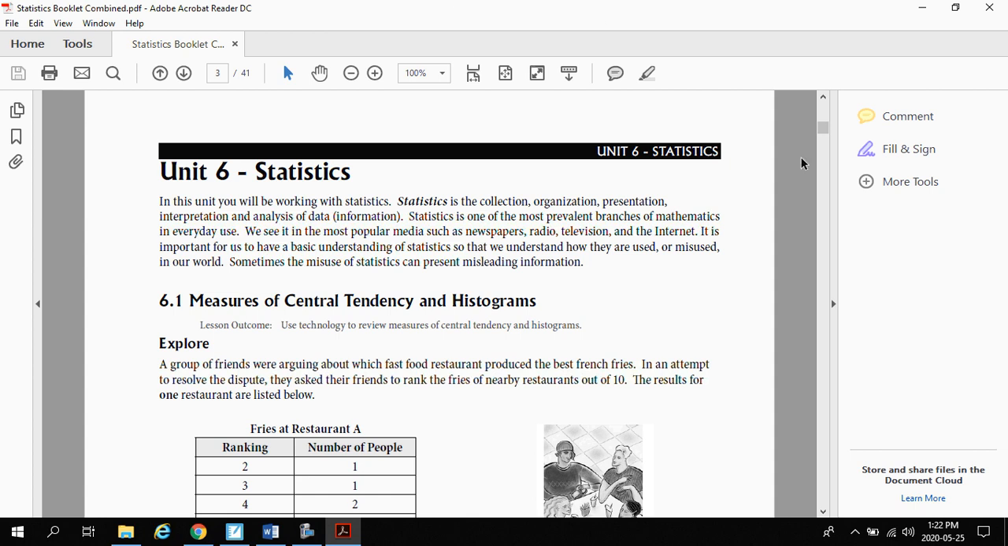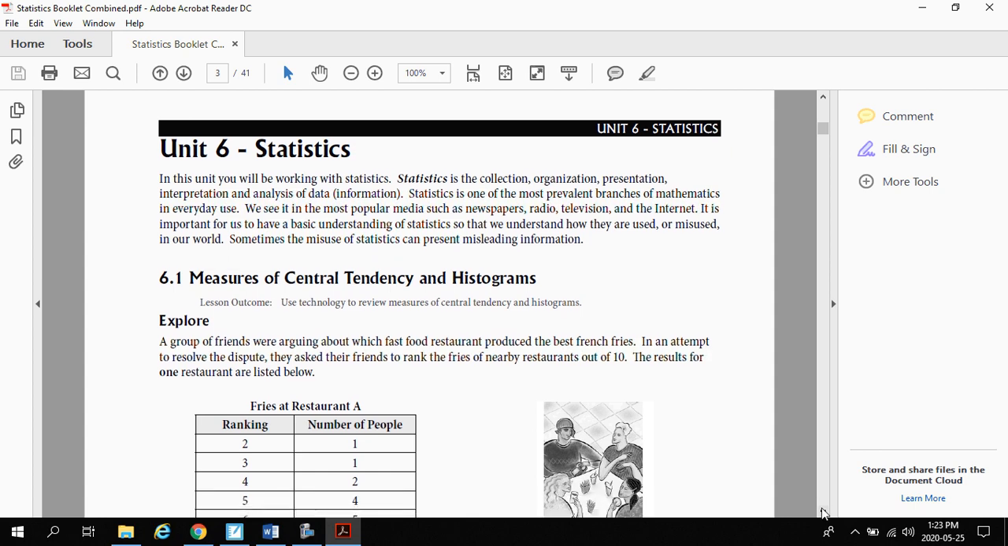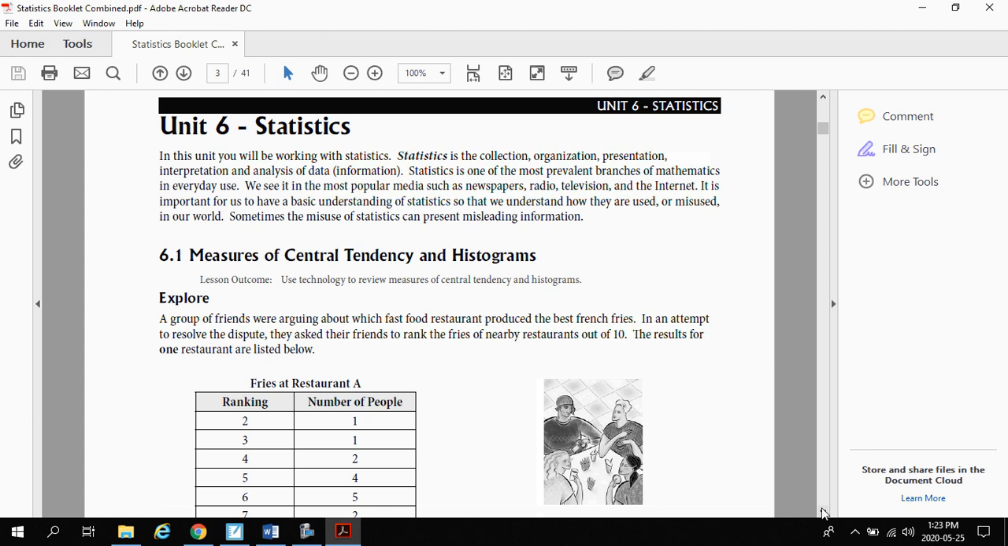So it says in this unit, you'll be working with statistics. Statistics is the collection, organization, presentation, interpretation, and analysis of data. Statistics is one of the most prevalent branches of mathematics in everyday use. So that's why I think this unit is so important. There's so many things that rely on statistics, and we know that the media, such as newspapers, radio, television, and the internet, there's statistics all over the place. So thinking about where data comes from and how it's representative is super important, because sometimes the misuse of statistics can present misleading information depending on how it's presented.